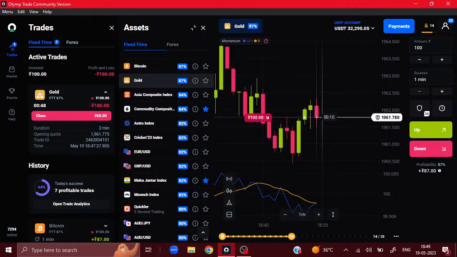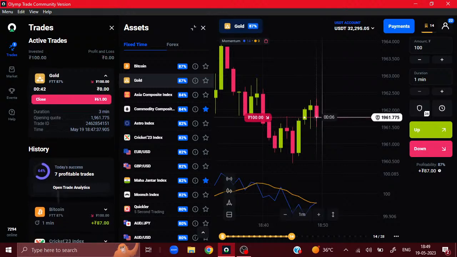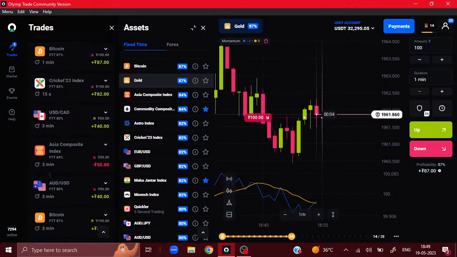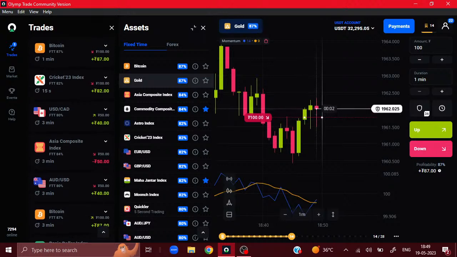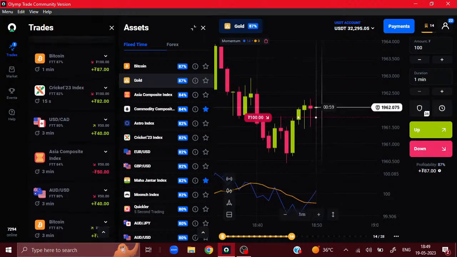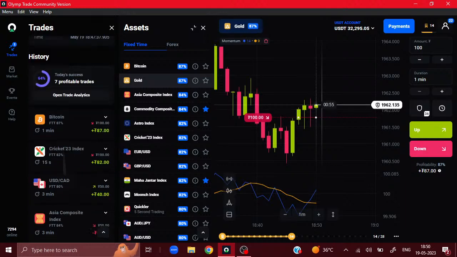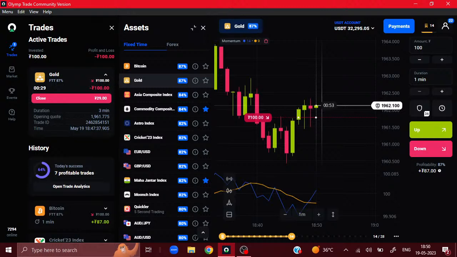Let us wait for this gold trade to close. Then we will make the next trade. Right now we are having very good results. We have almost earned 127, 32, 160, 200, almost $300, close to $300.